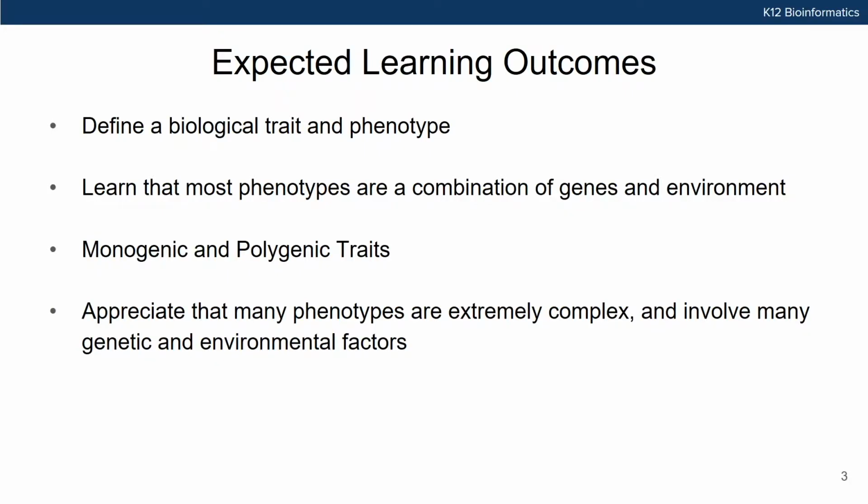There are several expected learning outcomes for this subunit, which include being able to define a biological trait and phenotype. We're going to learn that most traits and phenotypes are a result of a combination of your genetics and your environment. We're going to learn the difference between monogenic and polygenic traits, and we'll learn more about those in the coming slides. And by the end of this module, we will appreciate that many phenotypes are still being studied today and are very complex and involve many genetic and environmental factors.